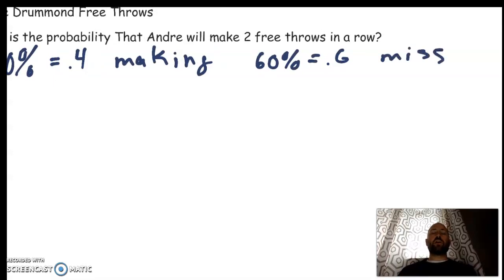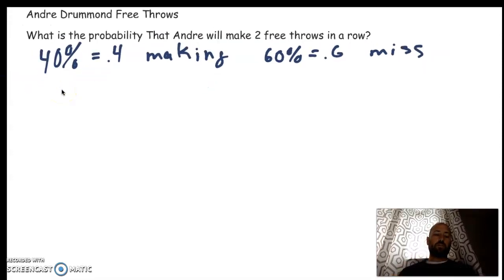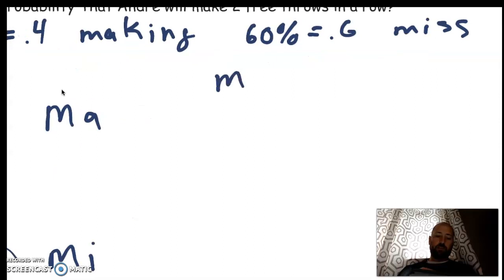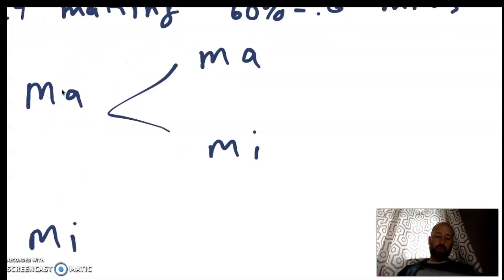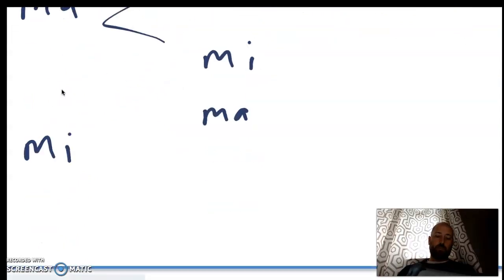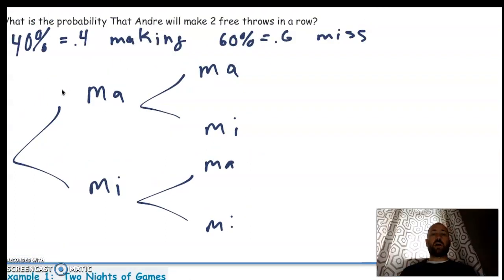So to calculate this, first I want to find the sample space, right? What are the possible options? Well, I'm going to do that by making a tree diagram. I'm going to abbreviate, say he can make or he can miss, so MA for make, and he can do the same thing again. Make or miss, make or miss. So there are four different options.